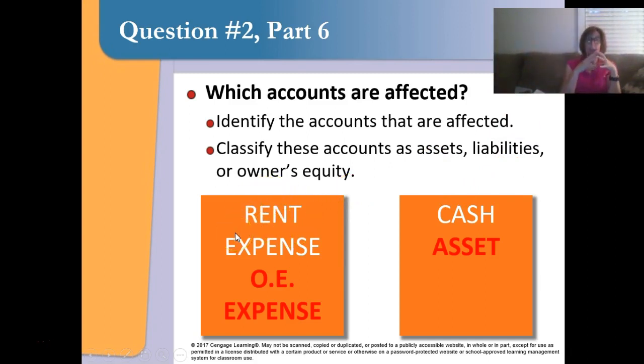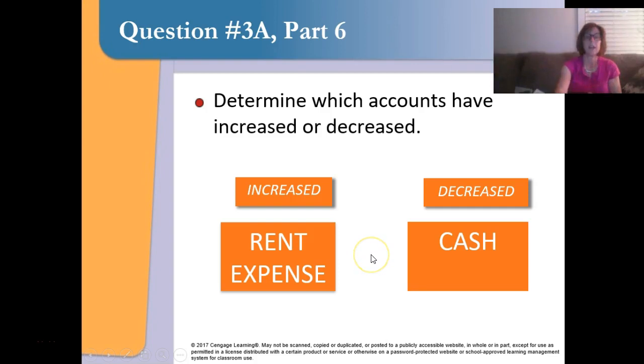Our expenses, like our revenues, fall under the umbrella of owner's equity. Cash is an asset. So we know that we've impacted an owner's equity account and an asset account. Now, instead of both of them being increased or decreased, we show an increase as a result of rent expenses that we've paid, and we have decreased our cash as a result of that transaction.